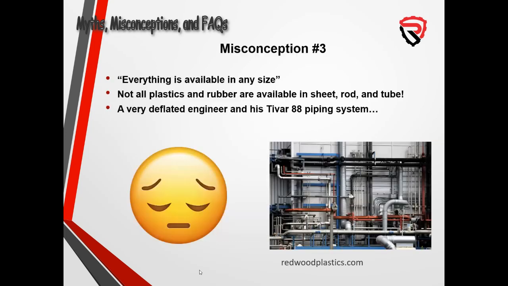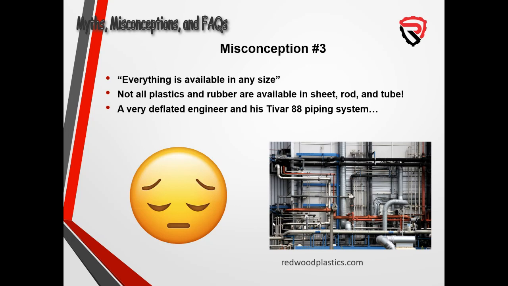Misconception number three, everything is available in any size. I've got a story for this one. I had an RFQ a few years ago from an engineer, and he had sent me all these drawings. He had made this very intricate piping system. I tried to find a picture that kind of looked like his design, and so that's what you see there. He'd done this really intricate piping system made from Tiber 88 UHMW. Tiber 88 is an excellent UV-stable lining material. It lines a lot of hoppers, train cars, things like that. So this guy designed a piping system with it.